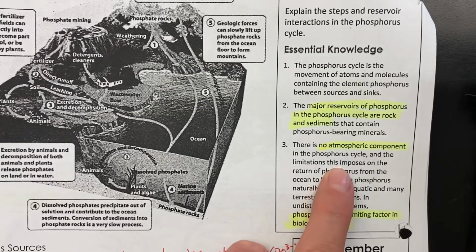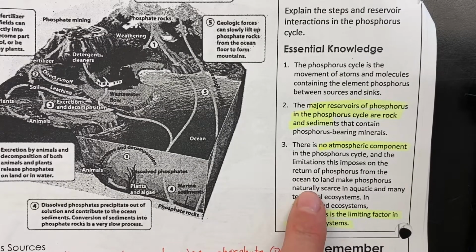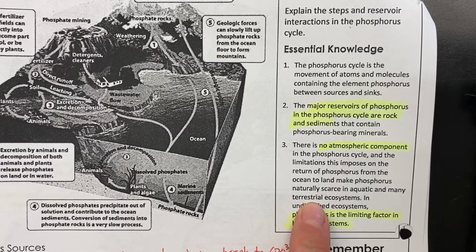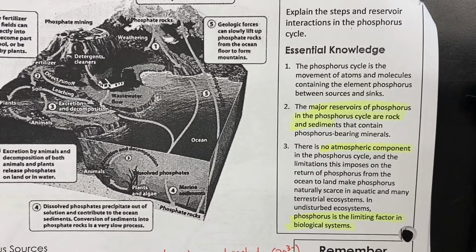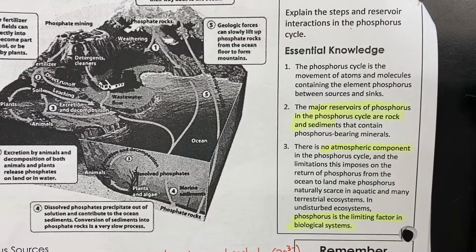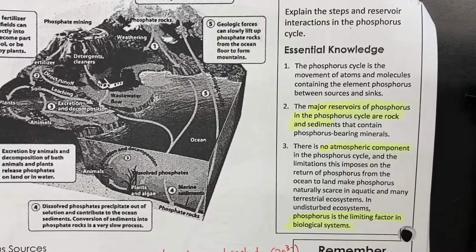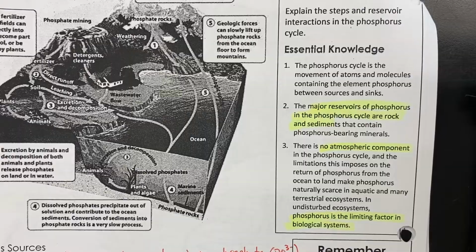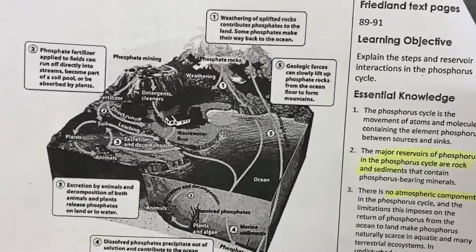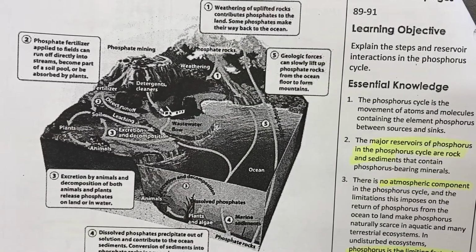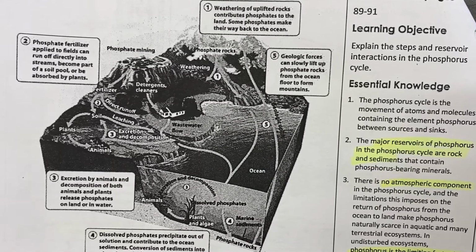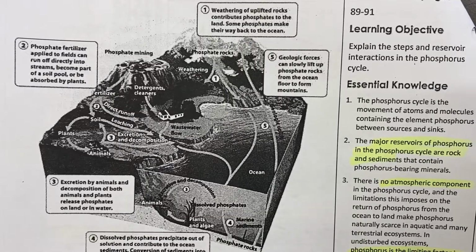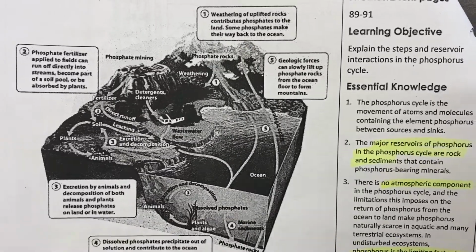The limitations this imposes on the return of phosphorus from the ocean to land make phosphorus naturally scarce in aquatic and many terrestrial ecosystems. So in undisturbed ecosystems, phosphorus is the limiting factor in biological systems, which means that a lack of phosphorus is what is preventing plants from growing and animals from being able to support large populations. Phosphorus is a limiting factor.